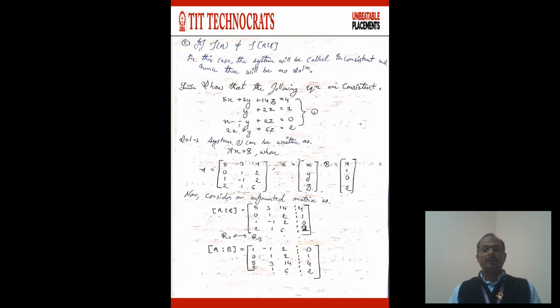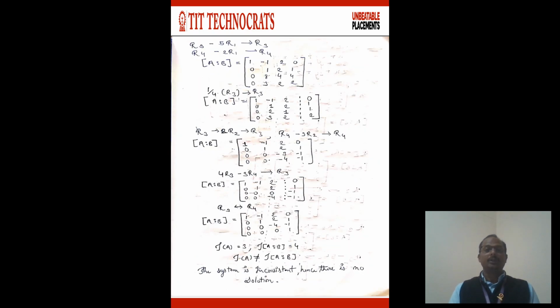So here is one example: show that the following equations are consistent. The equations are there. First we have to create A, X and B. A is for the coefficient elements of the matrix, X is the column matrix for unknowns, and B is the column matrix for constant numbers. So we have prepared the augmented matrix A augmented B. Again we have to make row operations, and here we try to create the echelon form. In the end we have to compare the rank of the matrix A and the rank of the complete matrix A augmented B. There are so many operations you can see here.